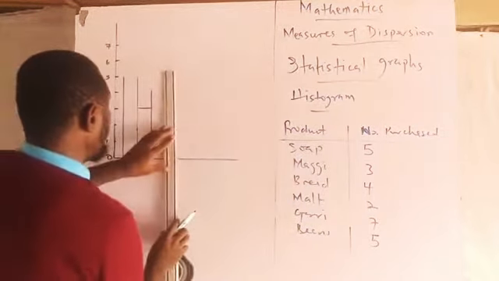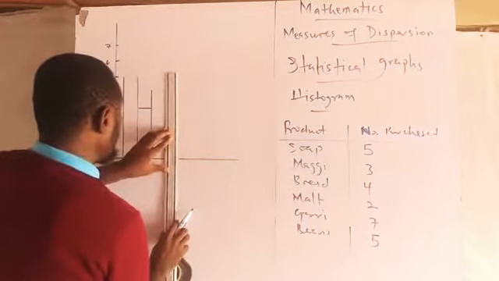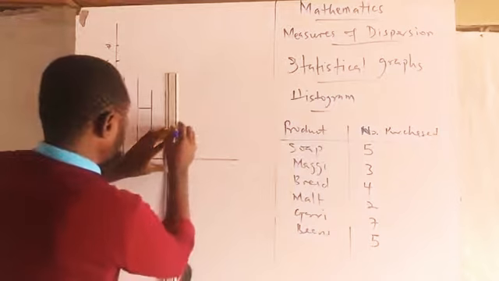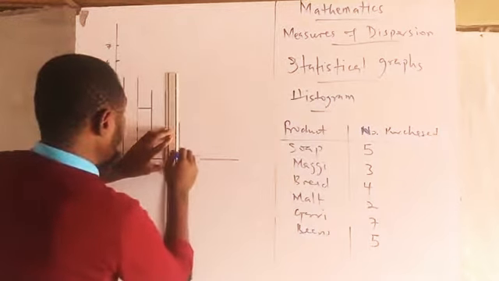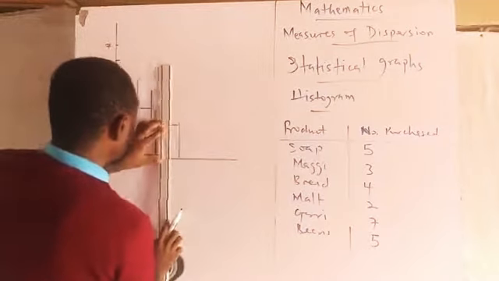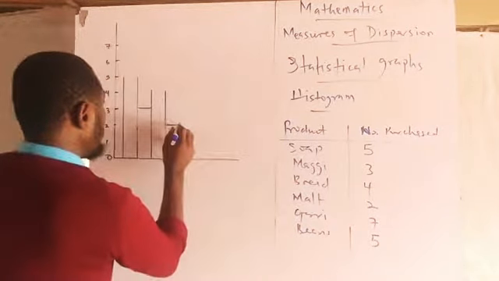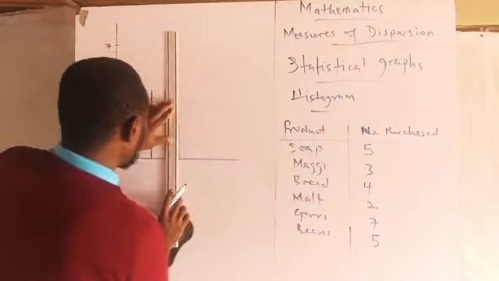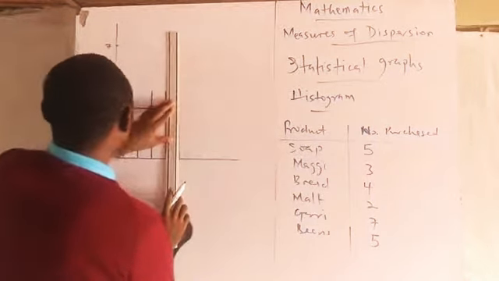Join from there. The next bar is 7. I need to go up from 2, down to 7.